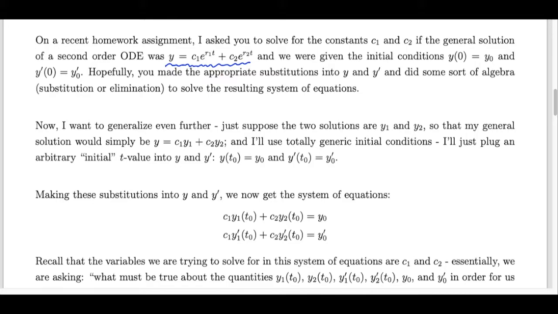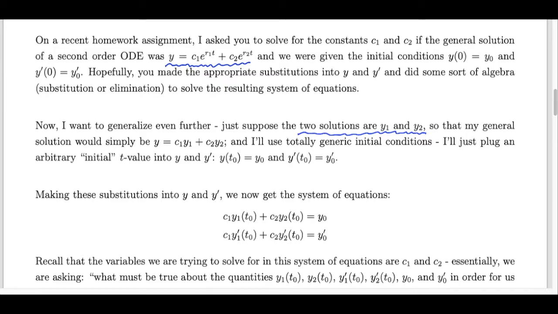What I want to do is make things even more abstract. I want to just call my two solutions y1 and y2. I'm not going to speculate a specific form of function for those solutions. And then I'm just going to state that my general solution would be C1 times y1 plus C2 times y2.